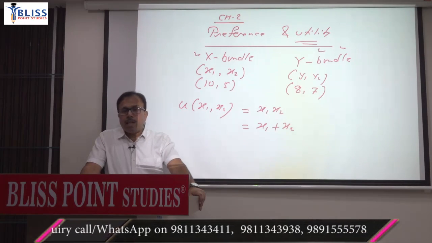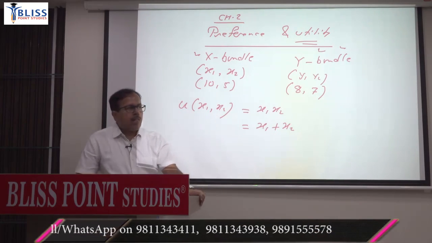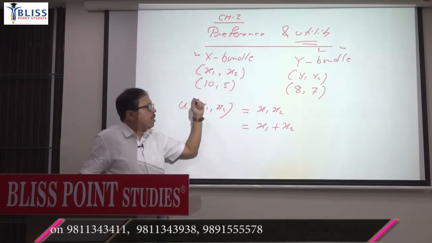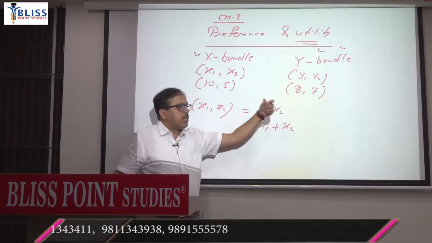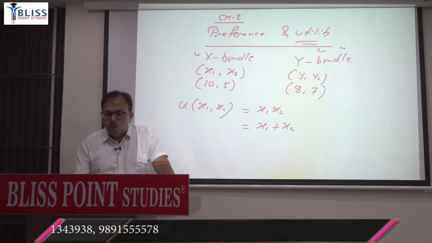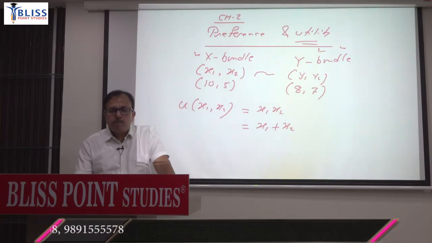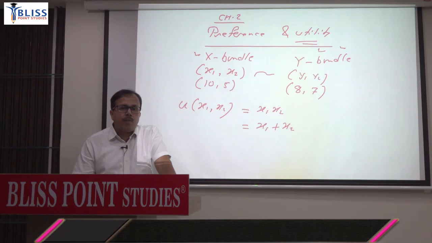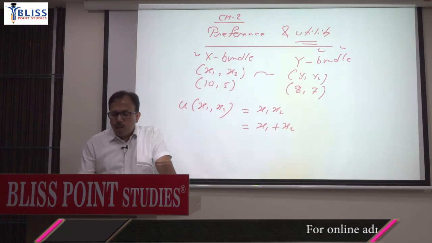So if I write it as x1 plus x2, in that condition 10 plus 5, utility will be 15 from this bundle, and 8 plus 7, utility will be 15 from that bundle also. So in that case the consumer will be indifferent between x bundle and y bundle. But your answer has changed because you have changed the utility function. हमने utility function को change किया है. तो utility can be expressed as x1 into x2. It could be written as x1 plus x2.